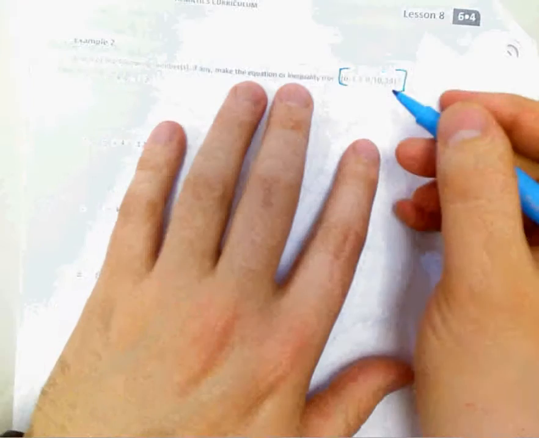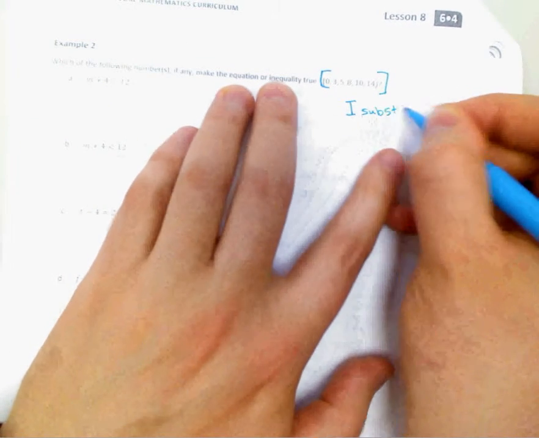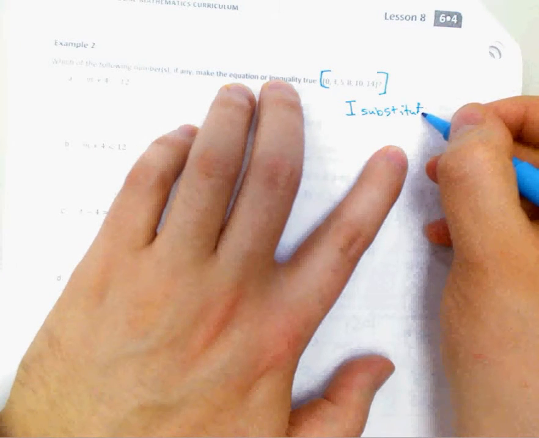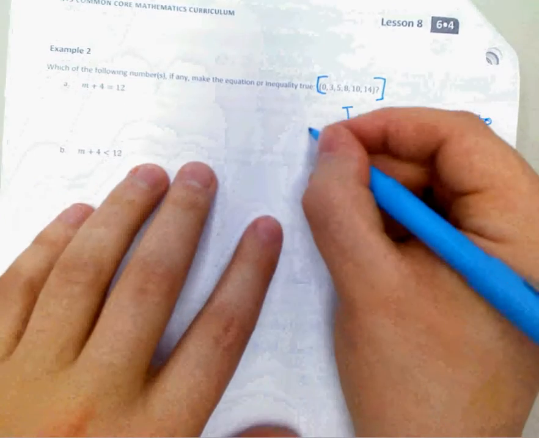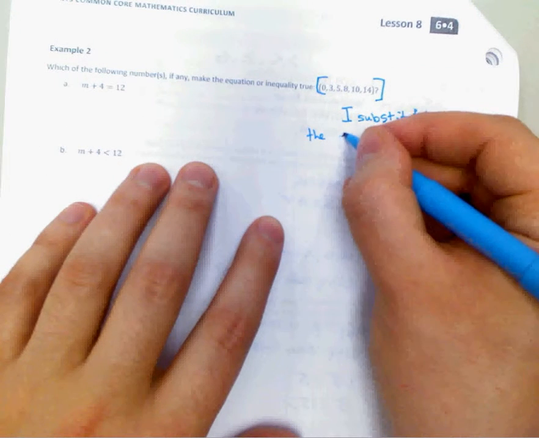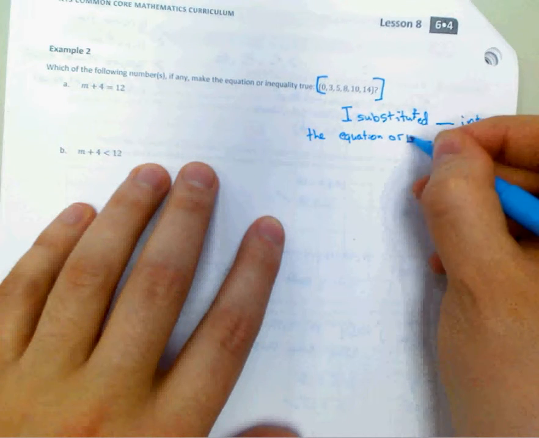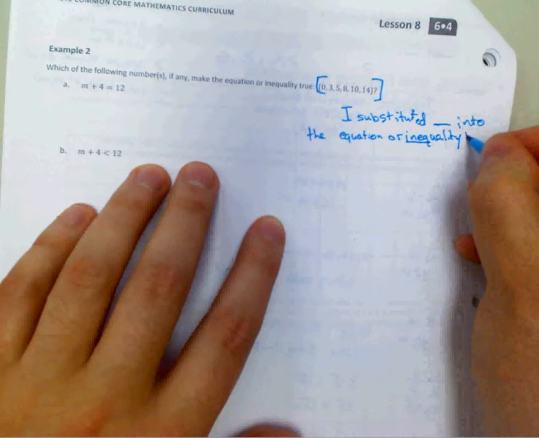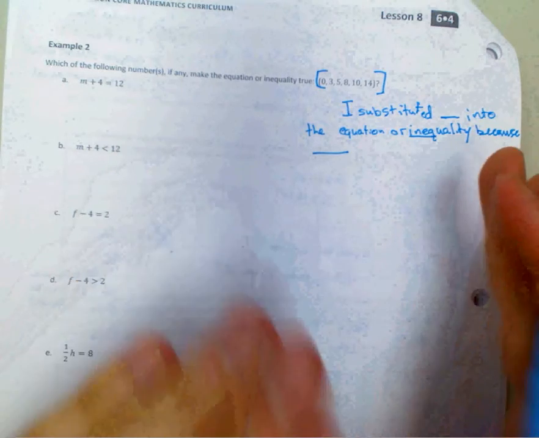Now, when you do this, I want you to think about this phrase. I substituted blank into the equation or inequality because blank. So that's what I want you to think of when you're doing that. I know that doesn't look like English a little bit, but we'll be fine.